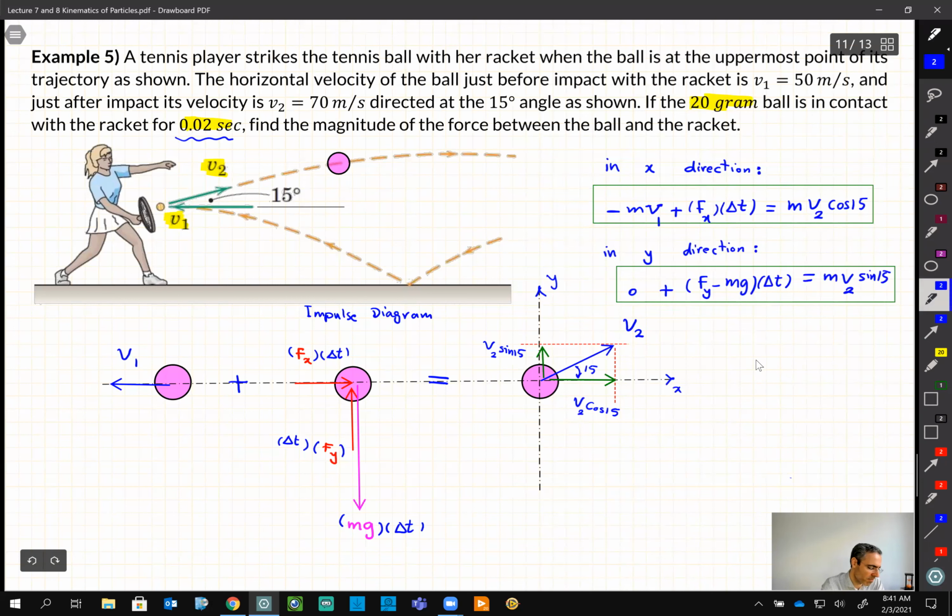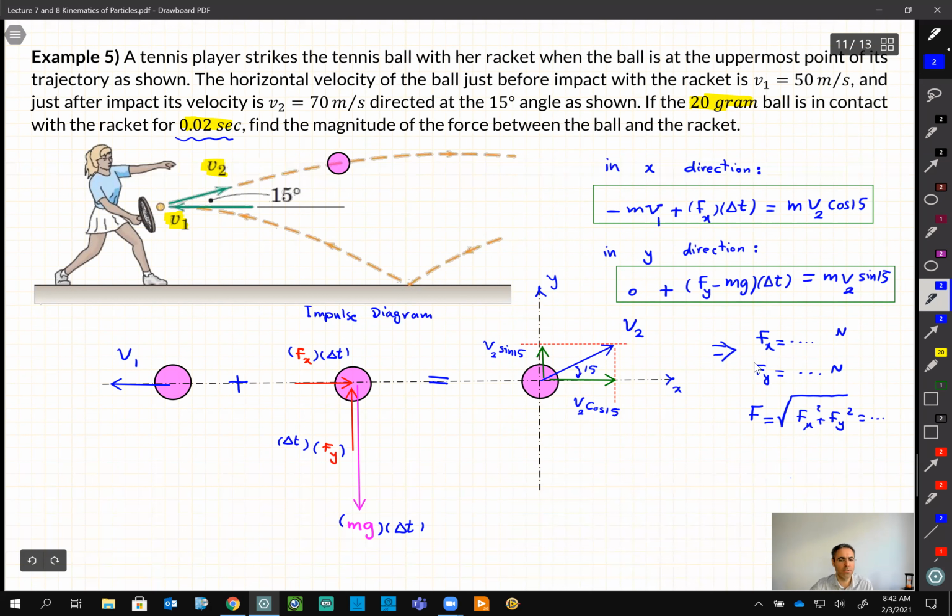And simply from here, we can find Fx Newton, Fy something Newton, and F, the total force, is going to be the square root of Fx squared plus Fy squared. You can substitute these values later and find out the actual value.